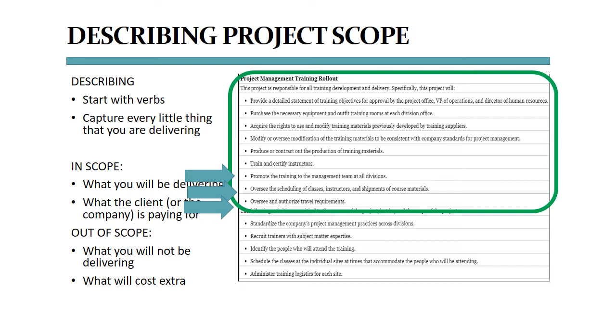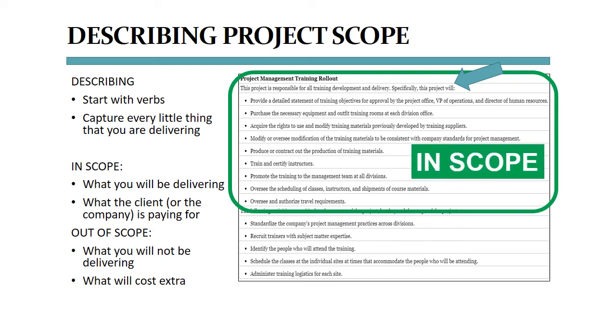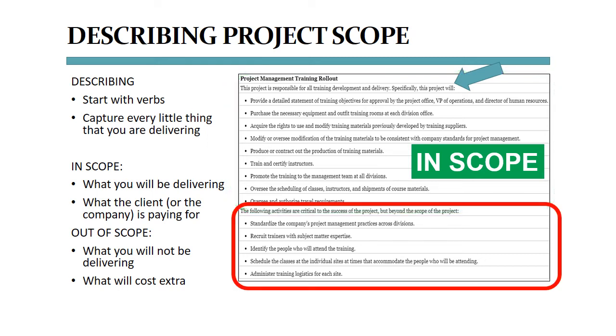In the top row, right under the title, it says the project will. This means that we're looking at the list of the things that are in scope. In scope means that these are the items we are going to deliver. At the bottom here, we're looking at the things the project will not do. For example, we're not going to standardize the entire project management process across the company. The company itself will have to do that.